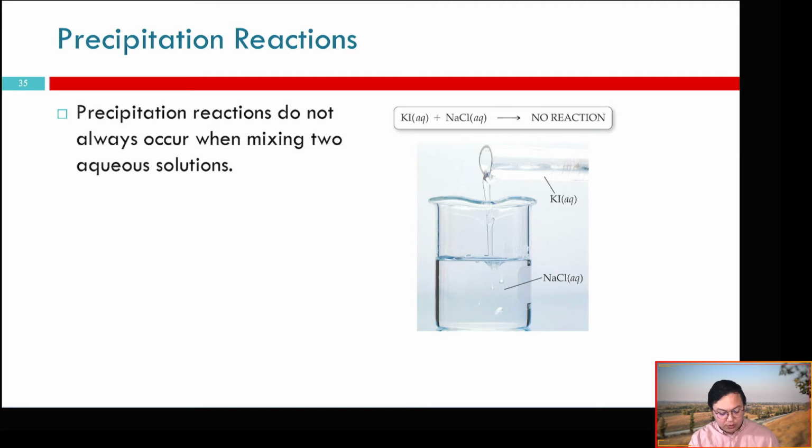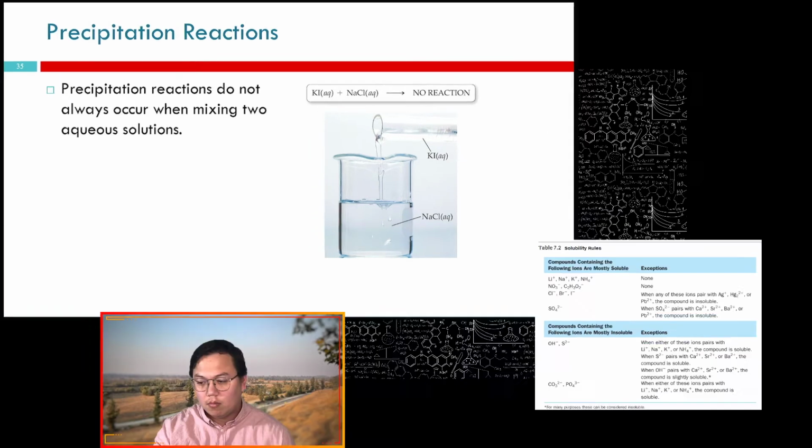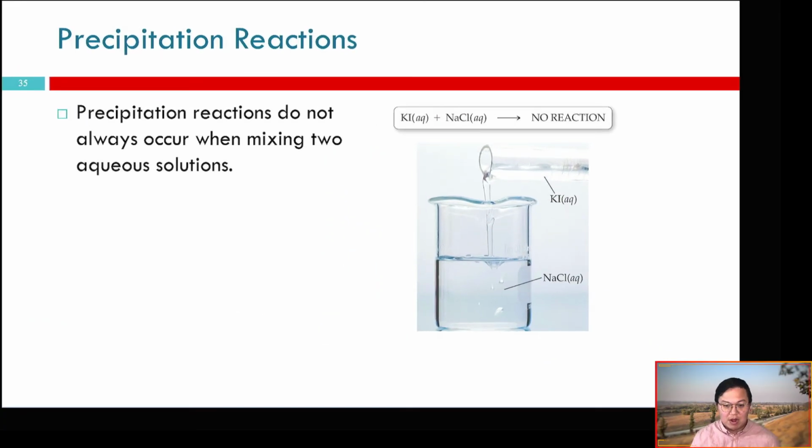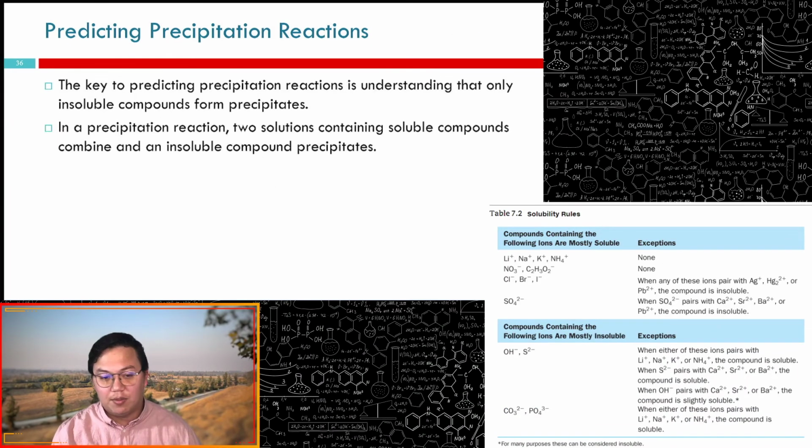So precipitation reactions do not always occur when mixing two aqueous solutions, right? So we can mix something like potassium iodide and sodium chloride. If I pull up the solubility rules again, we can see that potassium and sodium are both part of our mostly soluble group with no exceptions. So we're not going to be forming any precipitates there. They just mix. And then you have ions floating around together in the solution. So the key to predicting if it's going to be a precipitation reaction is understanding that only insoluble compounds form precipitates. Right? So only the ones on this table are going to be your precipitates.